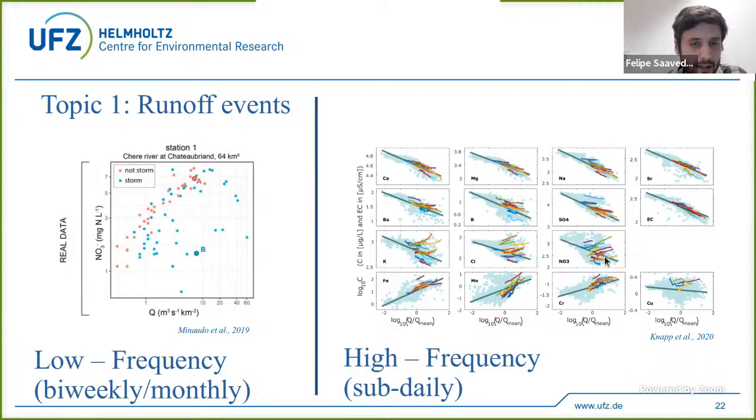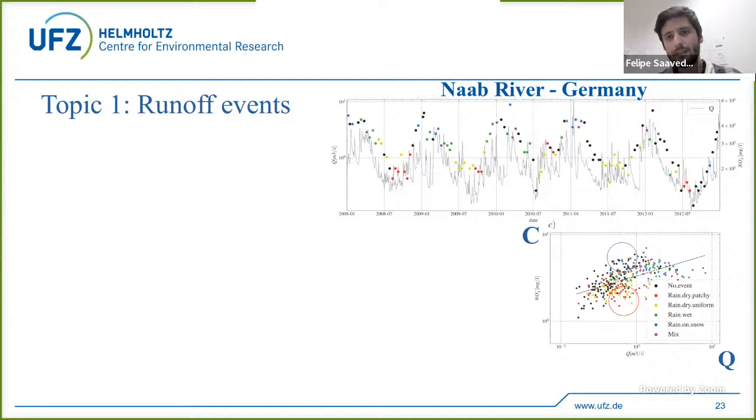We wanted to try this in our catchments. Here I have one example of a Yermann River catchment. The black line is the discharge time series, and the dots are grab samples taken biweekly. And if you see, there's a seasonal pattern also in the nitrate signal. But if we look here at the CQ relationship, again, we have for same levels of discharge, different responses.